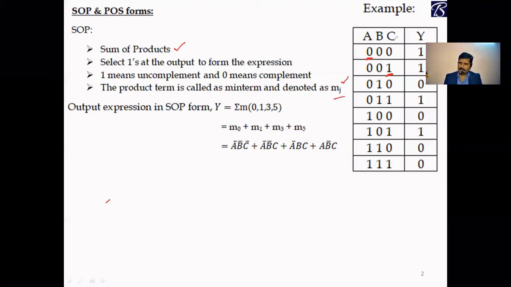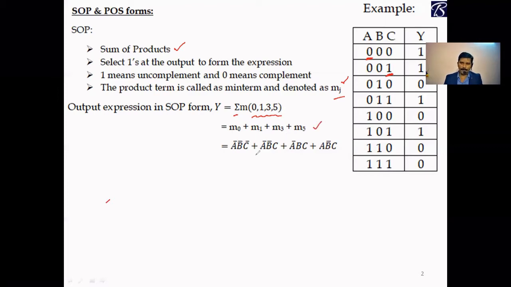For example, this truth table is given. We need to write the expression for y. So the output expression in SOP form is y equal to sigma m 0, 1, 3, 5. Wherever ones are there, we need to consider. We need to write here 0, 1, 3, 5. It is also expressed as min terms m0 plus m1 plus m3 plus m5.